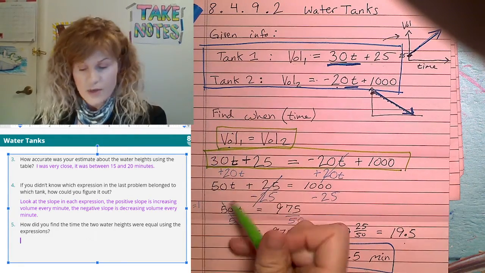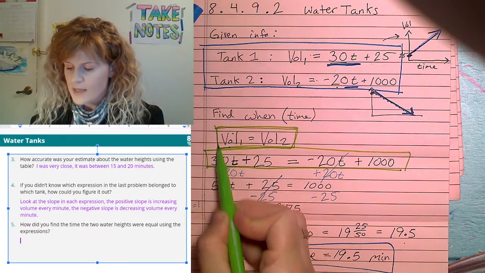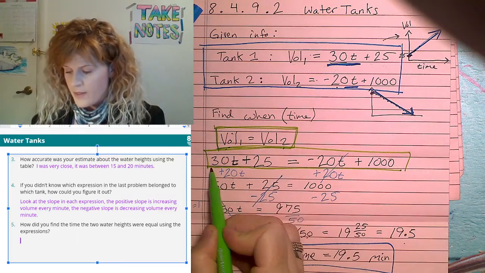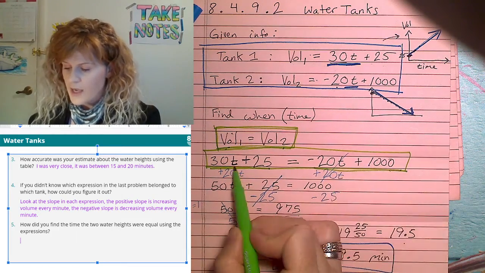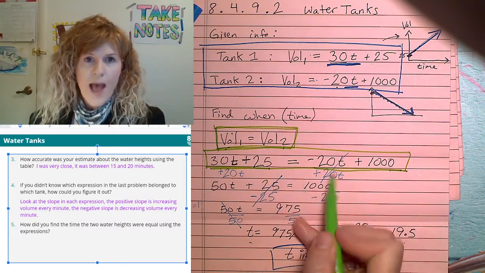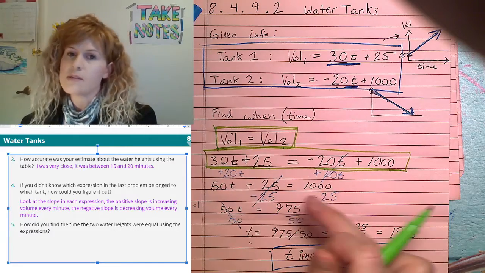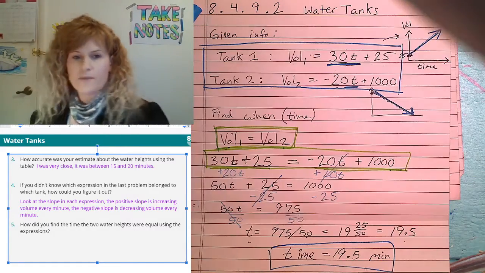You have this in your notes. Did you understand well what we were doing? We said when volume 1 equals volume 2, then this equation must equal this equation. And the time is going to be the same. At this time, the volume in tank 1 equals the volume in tank 2. And then we solved for T.